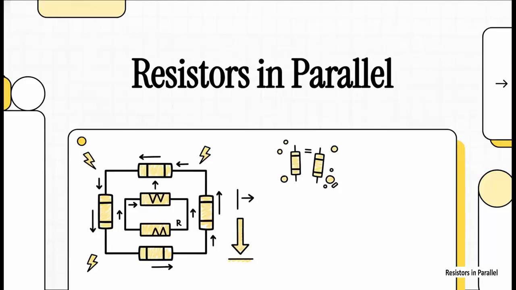All right, today we're going to tackle a really core concept in electronics, resistors in parallel. So if you've ever found yourself wondering why adding more paths to a circuit can actually make the total resistance go down, well, you are in exactly the right place. By the end of this, that whole idea is going to make perfect sense, I promise.